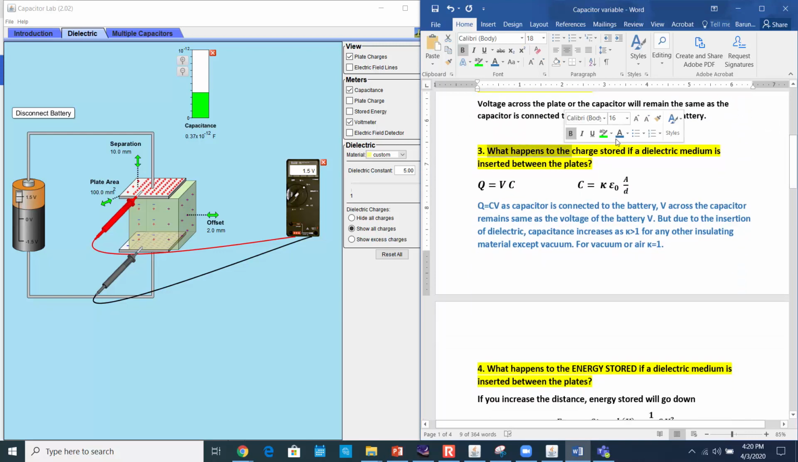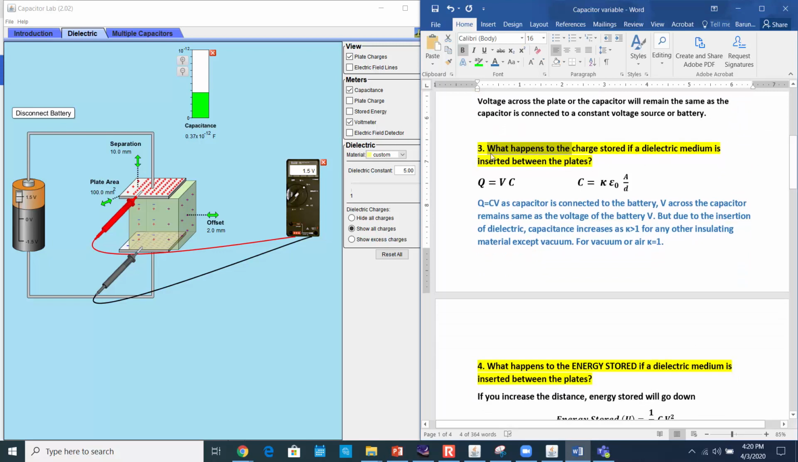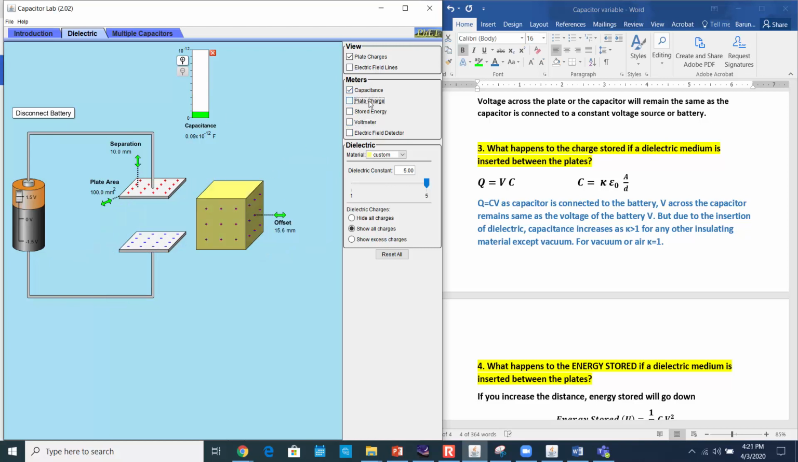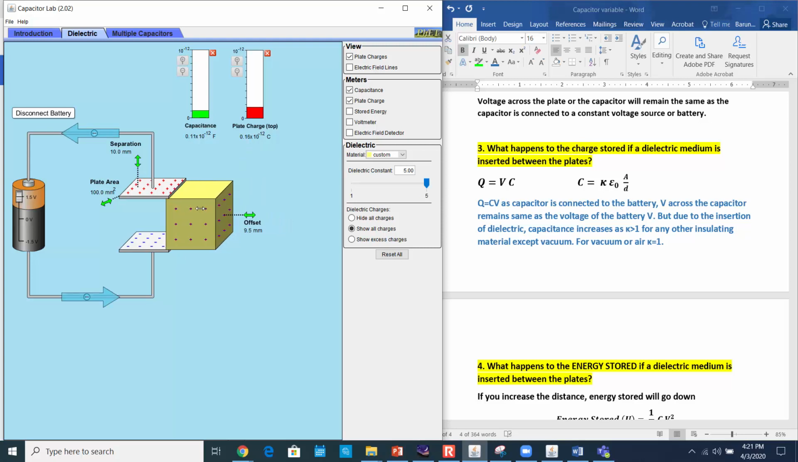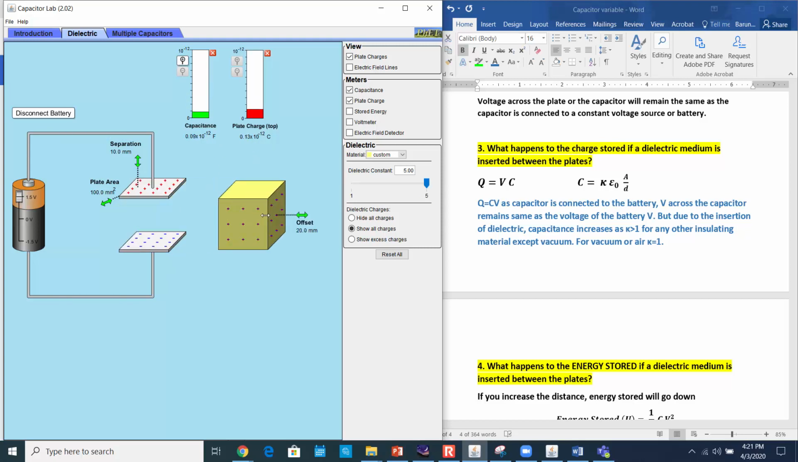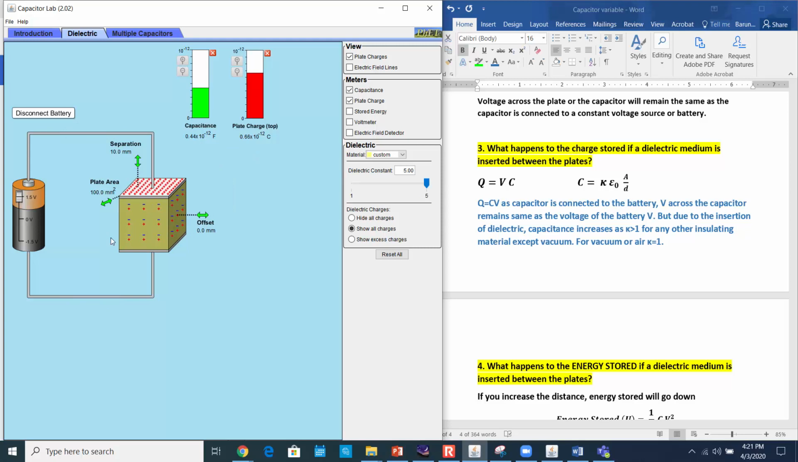What happens to the charge if a dielectric medium is inserted between the plates? Let me take this one out, just removing the voltmeter, and we are interested in the plate charge. So I checked the plate charge. Right now, with just air as a medium, the plate charge is 0.13 times 10 to the negative 12 coulomb. Now let me insert the dielectric medium. You can see the charge has increased. It was 0.13 and now it is 0.66, so definitely 5 times.